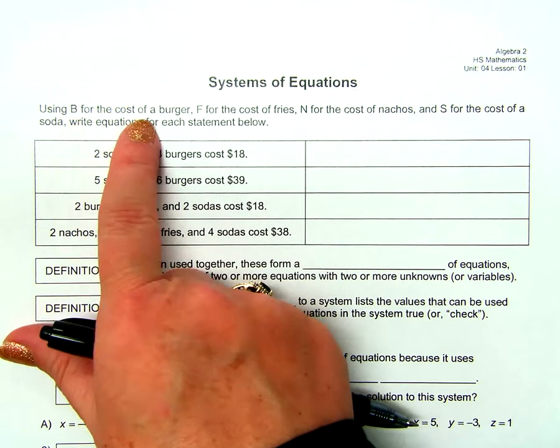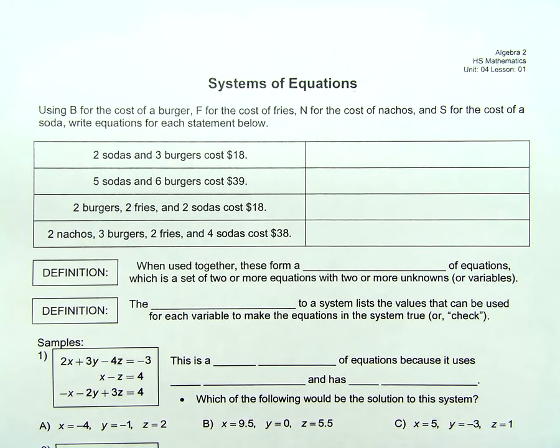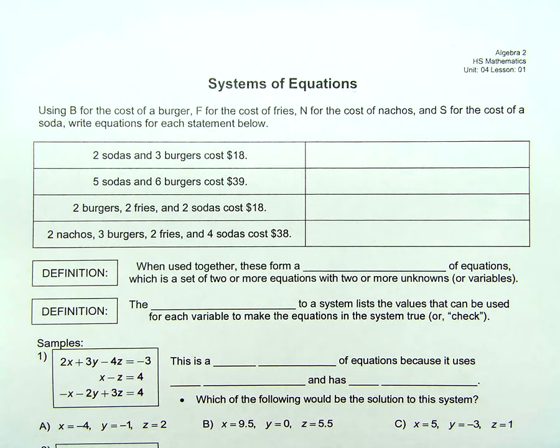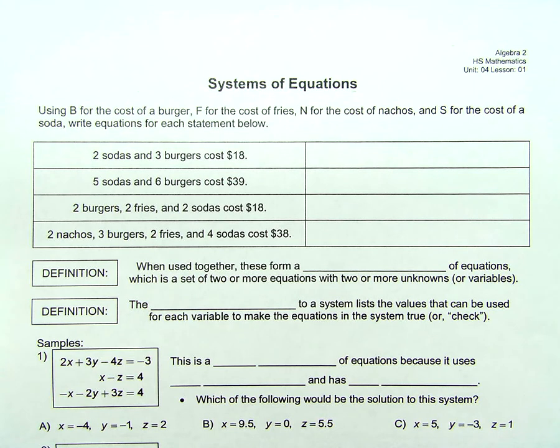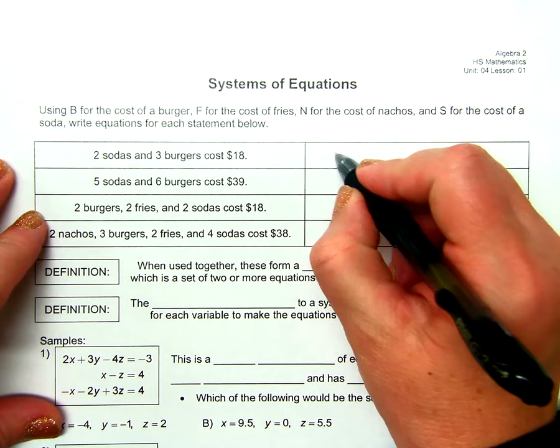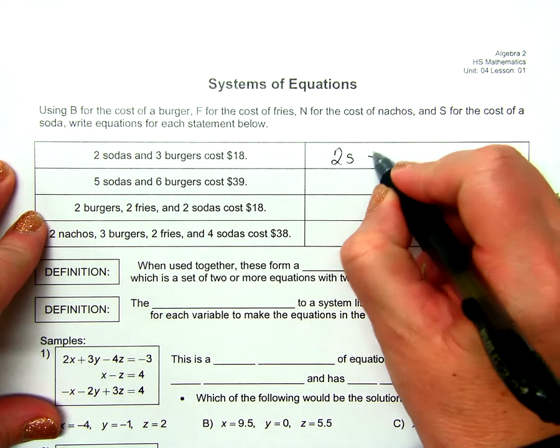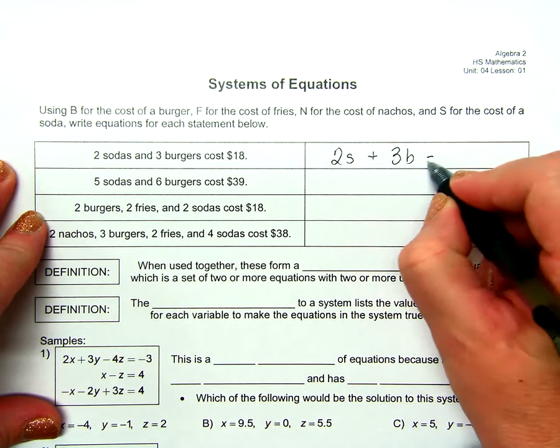Okay? So let's write a system. Using B for the cost of a burger, F for the cost of fries, N for the cost of nachos, and S for the cost of a soda, write equations for each statement below. 2 sodas and 3 burgers cost $18. Can you translate that for me from English into math? 2S plus 3B equals 18.